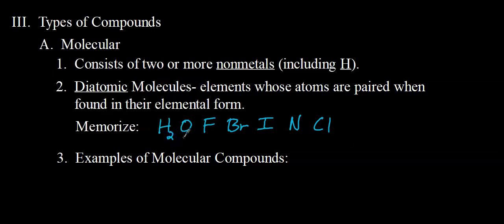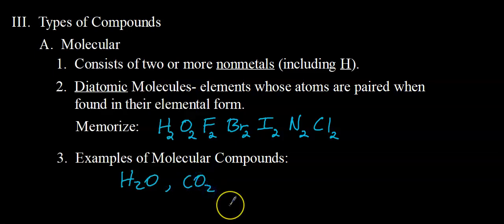Likewise, the oxygen that we breathe, oxygen gas, consists of two oxygen atoms bonded to each other. Same for fluorine, bromine, iodine, nitrogen, and chlorine. So those elements exist in nature as diatomic molecules. Let's list a couple examples of molecular compounds you may be familiar with. So here are some common ones, maybe from biology. Both of those compounds are made up of nonmetal atoms that are bonded to each other.